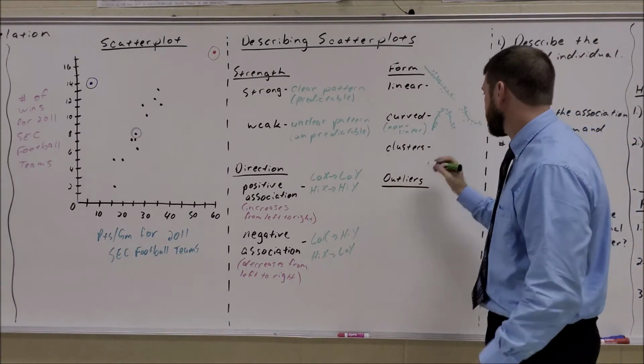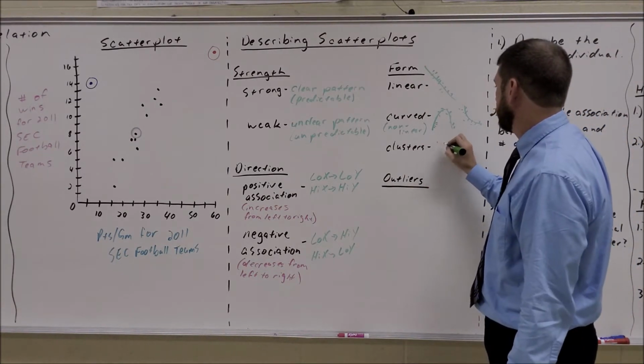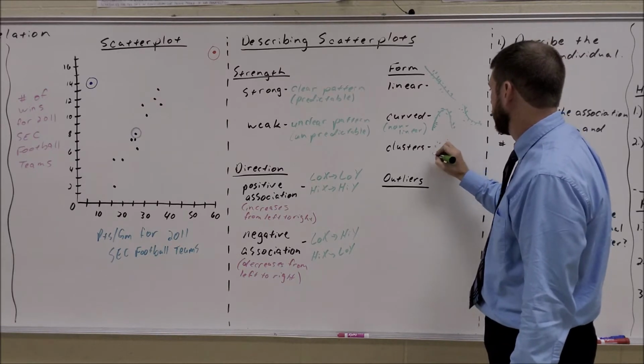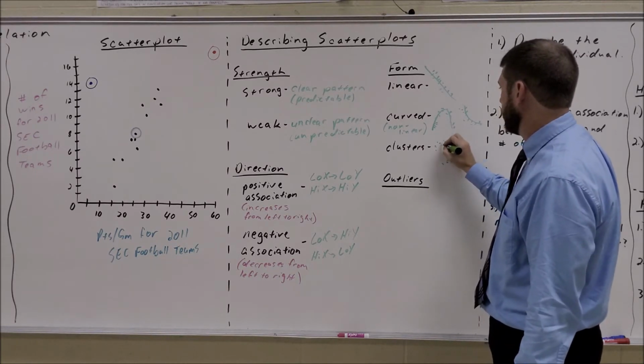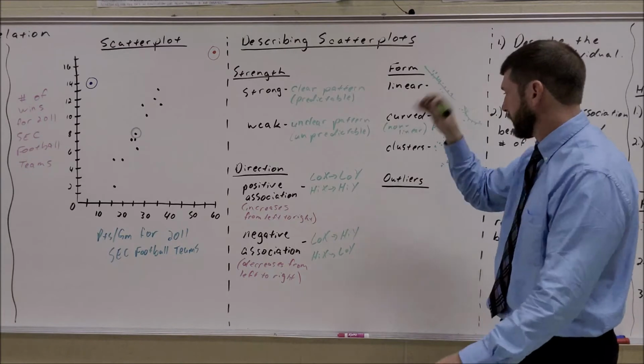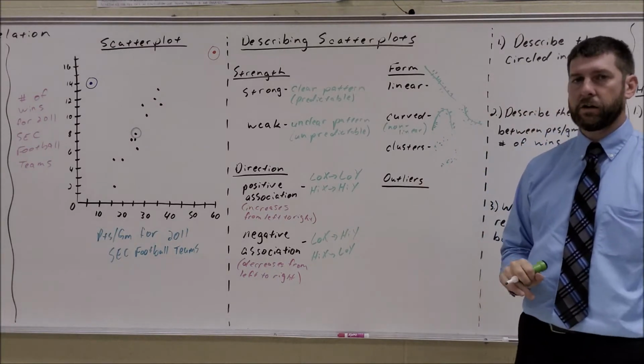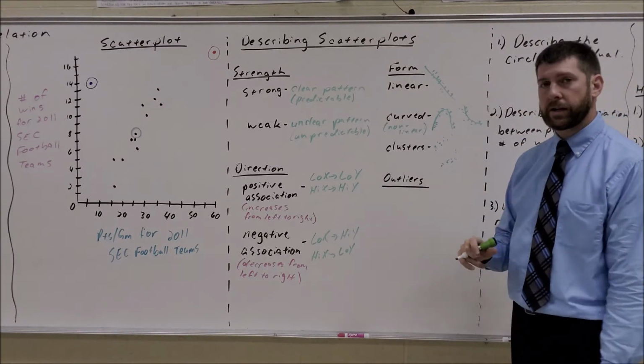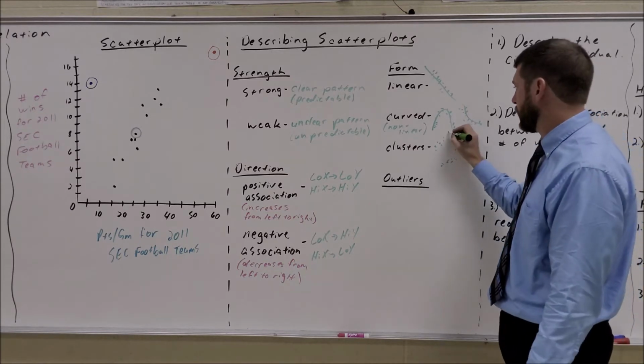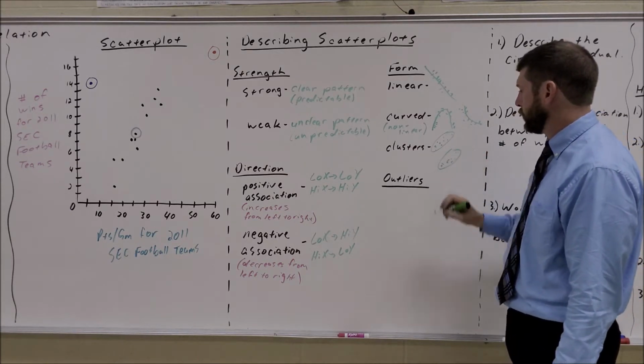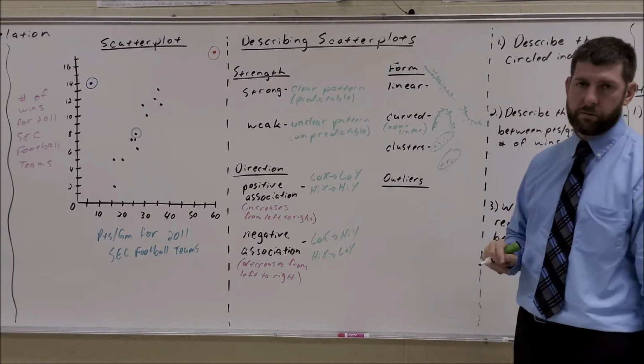And then clusters. So I may have a data set that looks like this, and it looks like it's all over the place. It looks like I don't have anything at all. But what we may actually see, if we look a little further, is that there are actually two linear clusters going on here.